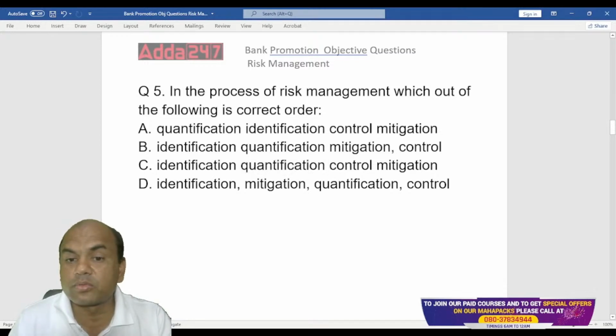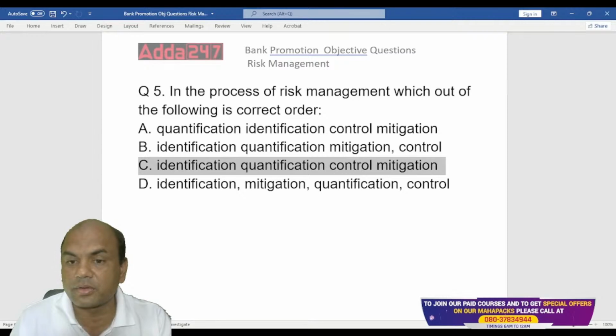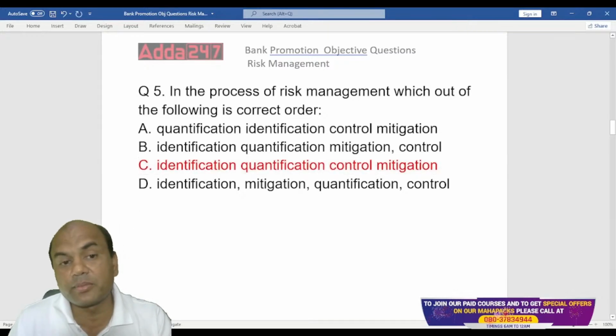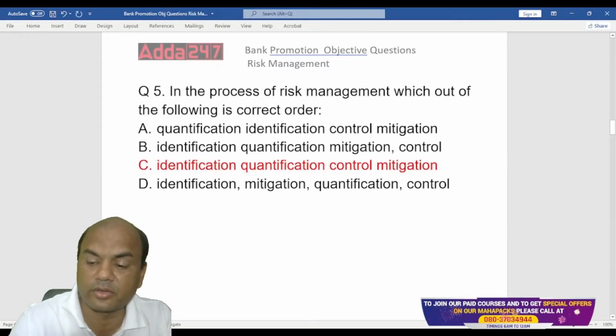Always it is control first and then mitigate. So the right answer is C, control and then mitigate. Okay, control and then mitigate. So that is the right answer. Got it?